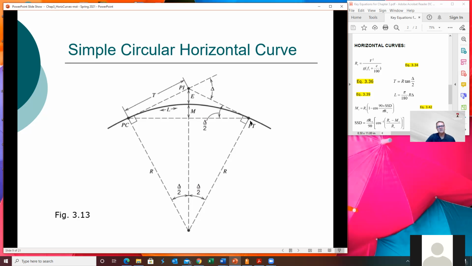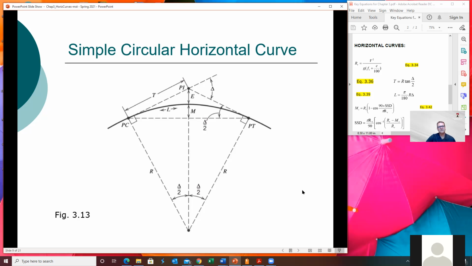You'll see that in some of the problems, but it's important, because sometimes when you're given the station of the PC and the information to calculate the tangent length, some people will add the tangent length to get to the station of the PI, then add the tangent length again to get to the station of the PT, and that's wrong. You've got to add the length of the curve to get the station of the PT. You'll see that in some of the problems that we'll do.